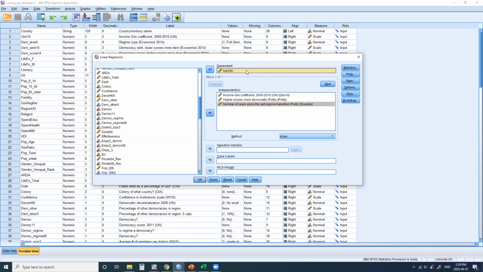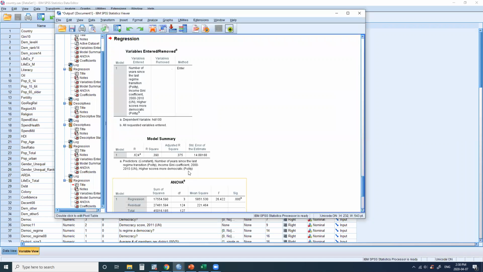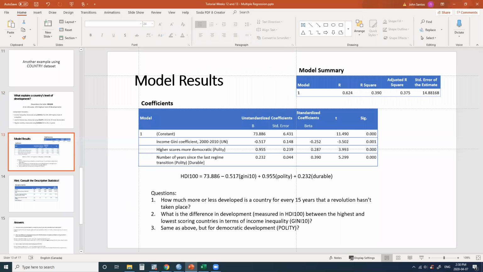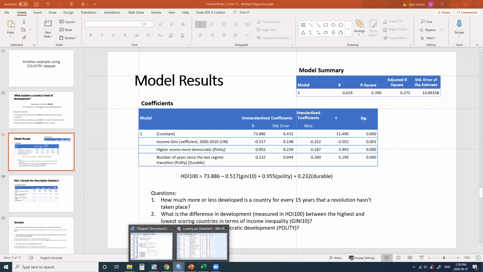Right, so our dependent variable is HDI 100. Our independent variable is Gini 10, the Gini coefficient between 2000 and 2010. Another independent variable is the POLI score, and another is durable, or the number of years since the last revolution. And if we press OK, we'll see that it spits out this table here. And I'm going to switch back to PowerPoint because I've already made some notes.